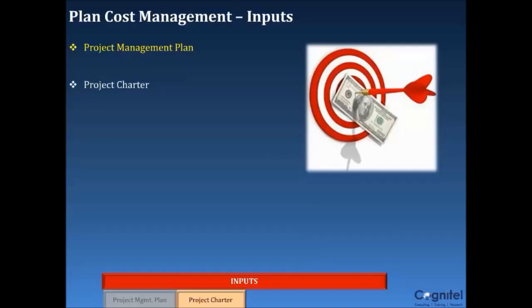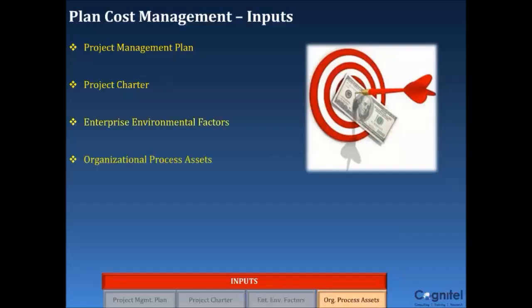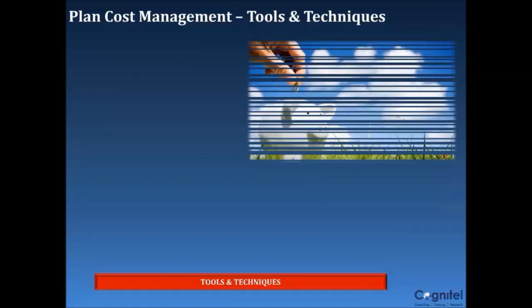The project charter also states the project approval requirements that will influence the management of the project costs. Enterprise environmental factors include organizational culture and structure, market conditions, exchange rates, project management information systems, etc. Organizational process assets includes historical information, lessons learned, financial databases, financial control procedures, etc. Let us discuss the tools and techniques for this process.